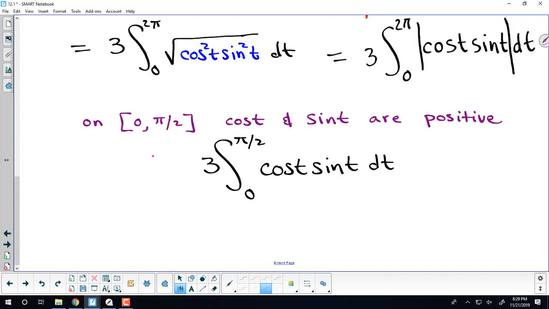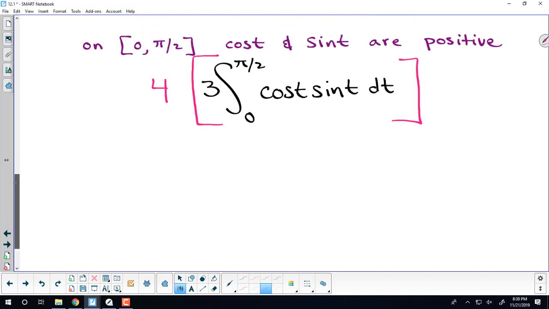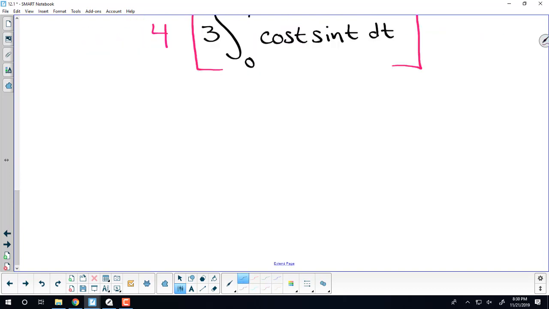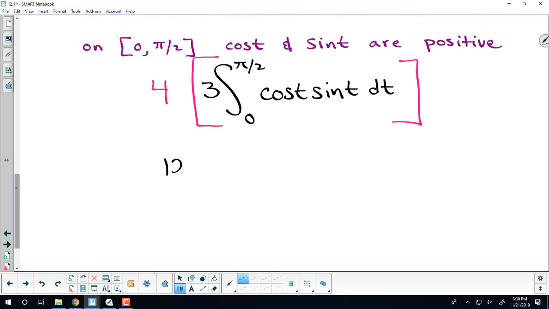We have to multiply our original integral from 0 to pi over 2 by 4 if we're only going from 0 to pi over 2, rather than 0 to 2 pi. Then we don't have to deal with absolute values, and it's a pretty straightforward thing to deal with. So we've got 12 times the integral from 0 to pi over 2 of cosine t sine t with respect to t.